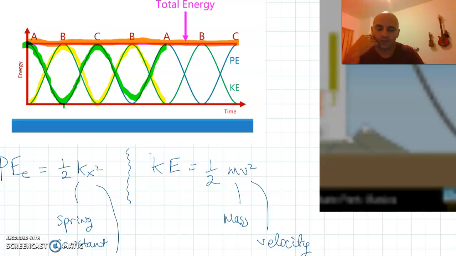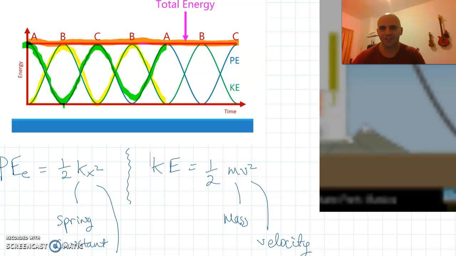Similarly, if you've got the mass and the maximum velocity, so long as they're at the maximum positions, then that will also be the same. It will be the total energy, because at that stage the potential energy will be 0, and all you have will be kinetic energy. Okay, that makes sense.